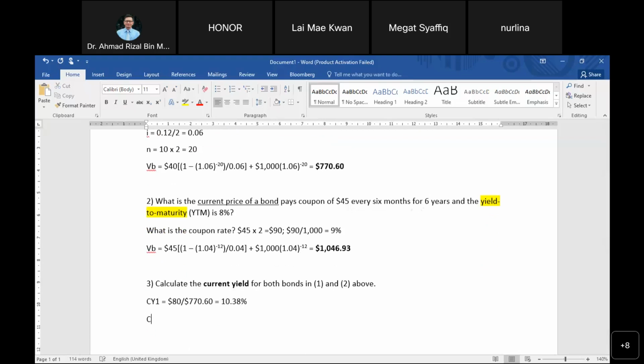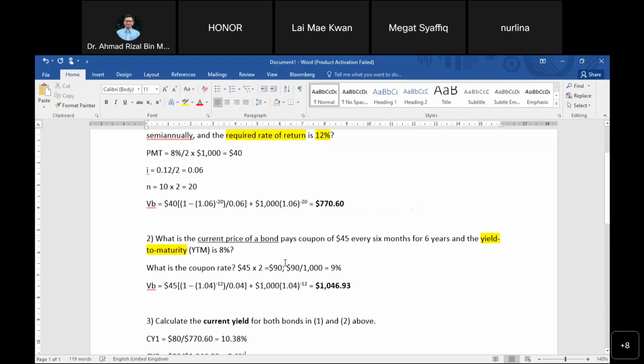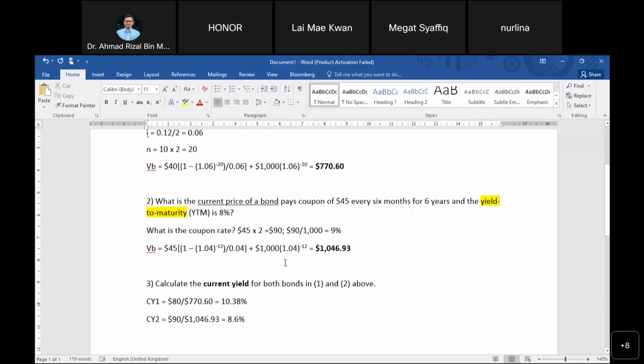While for the second bond, the annual coupon is $90, because $45 every 6 months. So 90 divided by 1046.93, it's about 8.6%. Okay, so far okay? You can follow, right?